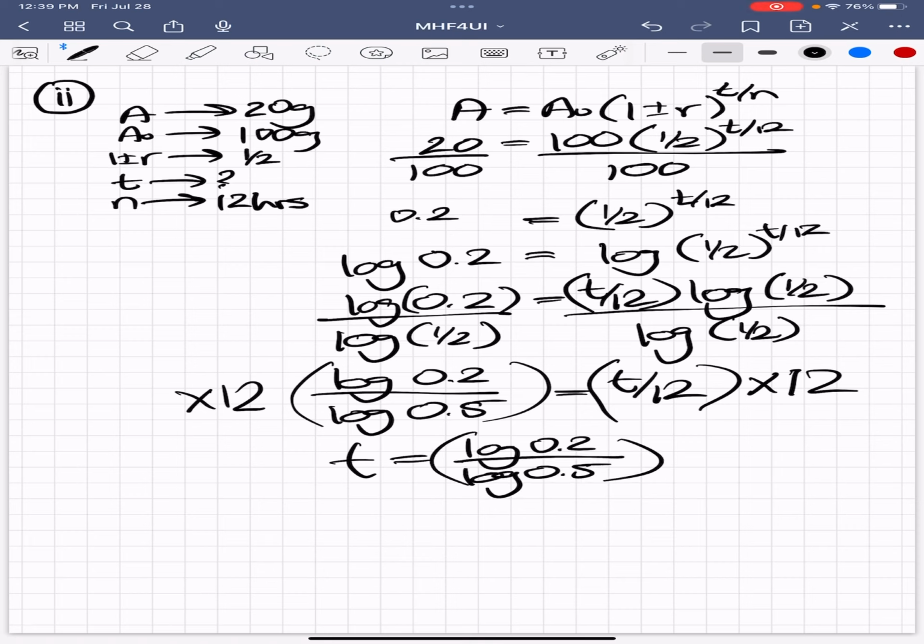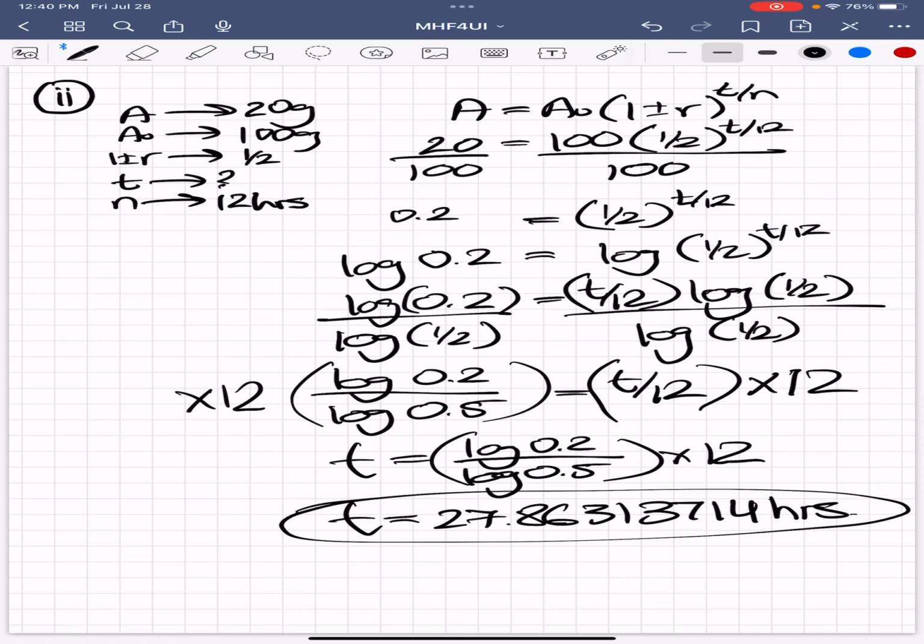So we're going to circle our answer and we're going to add our units. Our units is hours because for n we put in 12 hours and it has to be the same units. T and n are always the same units. So it's 27.86313714 hours. But when we do our therefore statement, we're going to go to 4 decimal places, just for accuracy.